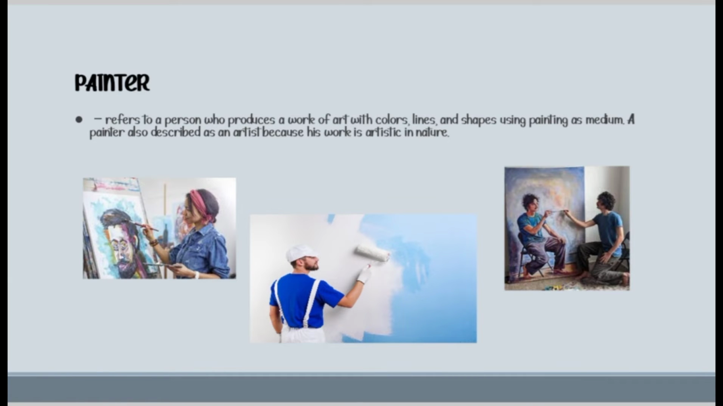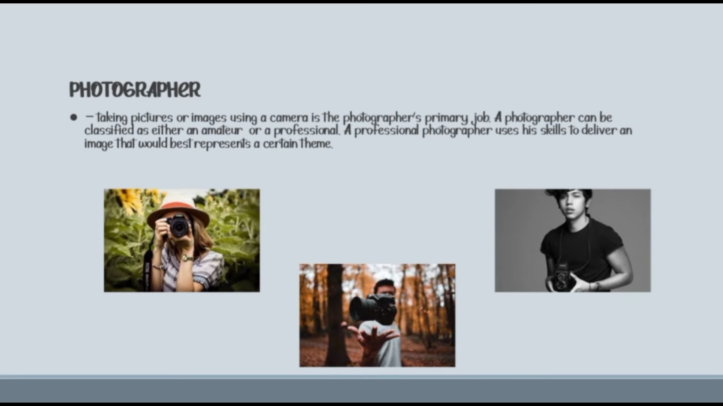First, we have the painter. It refers to a person who produces a work of art with colors, lines, and shapes, using painting as a medium. Second, photographer. They are the ones who take pictures or images using a camera as their primary job. A photographer can be classified as either an amateur or a professional. A professional photographer uses his skills to deliver an image that would best represent a certain theme.